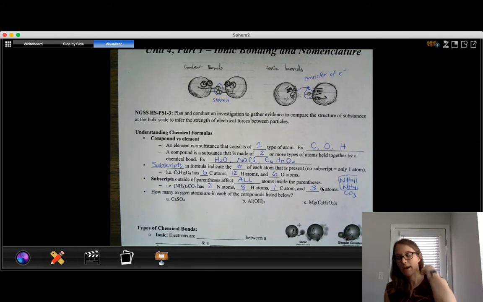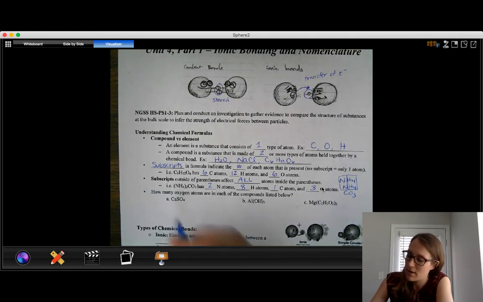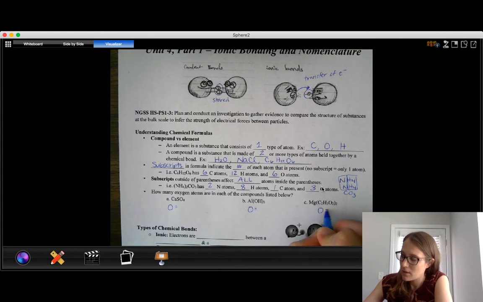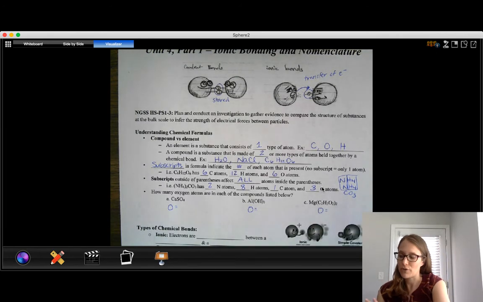Okay. All right, so for this next part, it's asking just for oxygen, so you don't have to count how many of all the elements, just oxygen. For this one, we're trying to figure out how many oxygen atoms are in each of these formulas. So if you take a second, you look through these and try them, and then you can check.